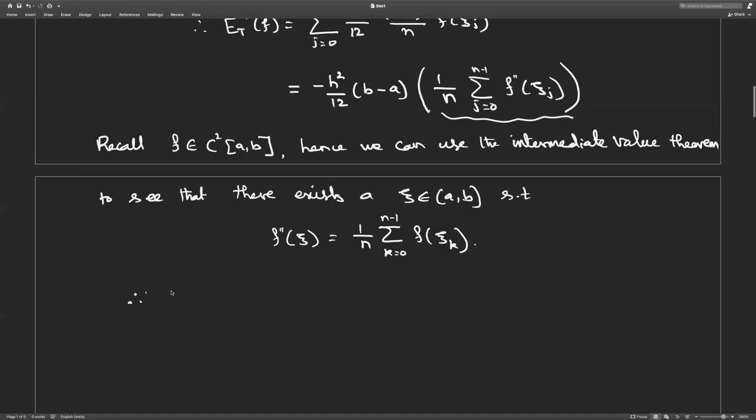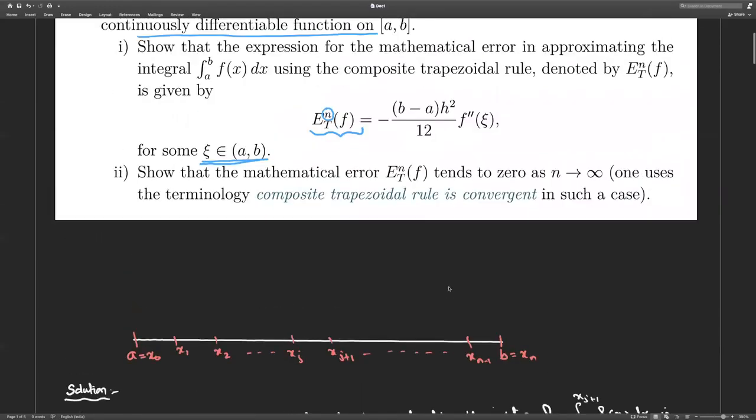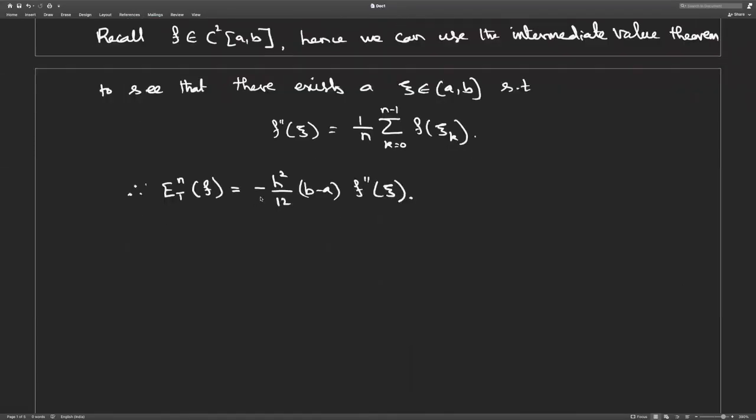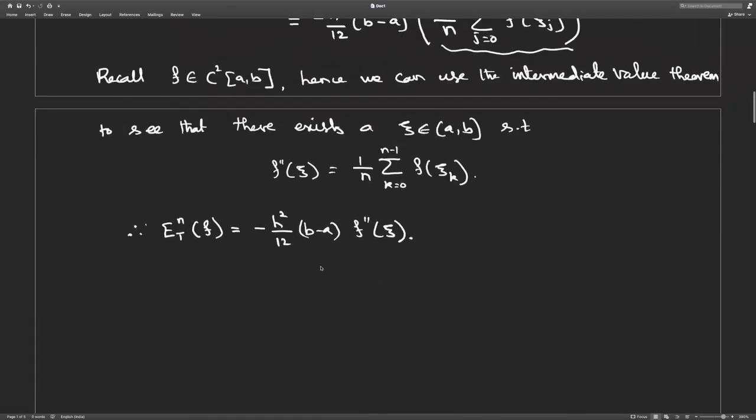Therefore, we can write the error in the composite trapezoidal rule with n plus 1 partition as minus h square by 12 into (b minus a) into f double dash of xi, right? That is what precisely we want to show here. Well, again, there is a minus sign. Yeah, so the minus sign is also there. So this completes the first part of our problem.